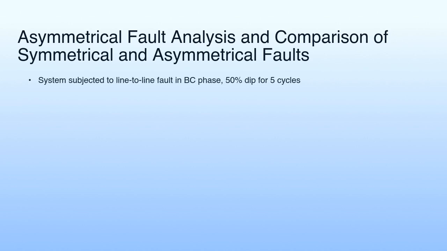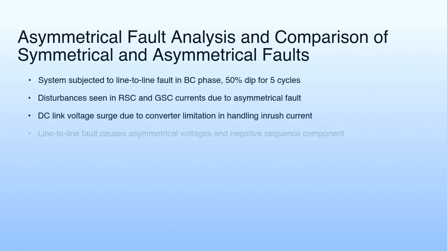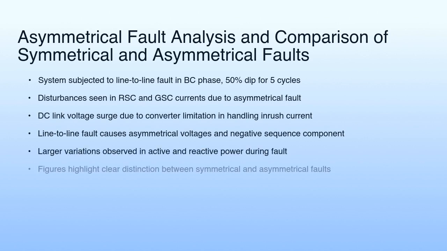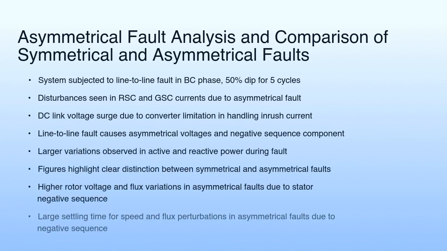Symmetrical and asymmetrical faults are then applied to the DFIG wind system, with the asymmetrical case causing larger disturbances in rotor voltages, DC link voltages, and power fluctuations due to the negative sequence component's impact.